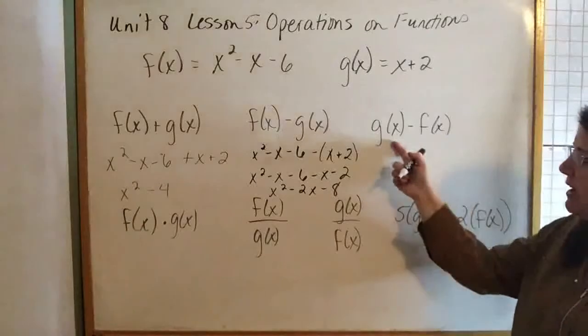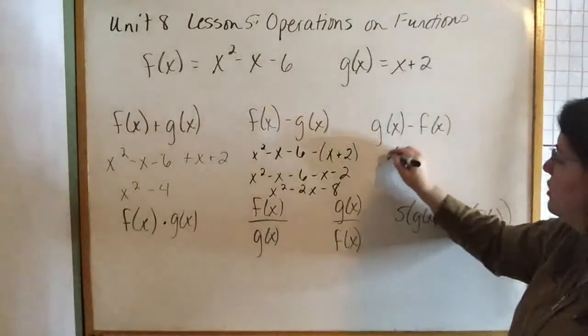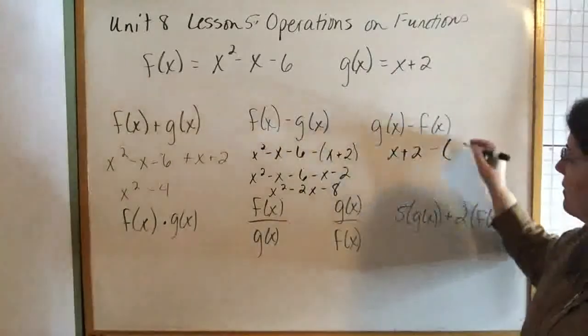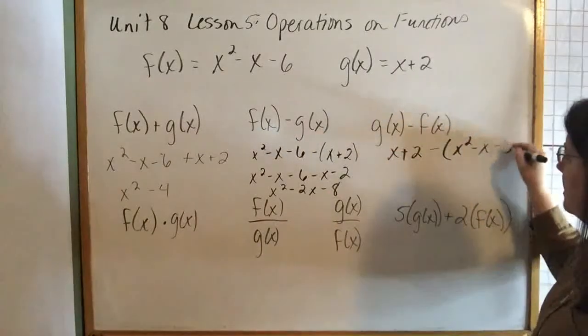Here I have g of x minus f of x, so I'm going to have the g of x function, x plus 2, minus the f of x function, x squared minus x minus 6.